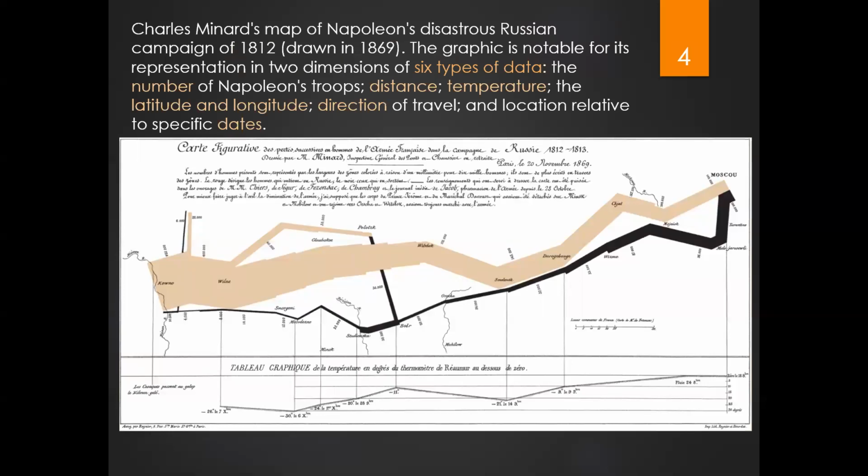So the first one is Charles Minard's map of Napoleon's disastrous Russian campaign of 1812. This is a fantastic example of thematic mapping. 6 variables are included in one simple but complex map, right? It's simple because it's very clear, well organized, easy to read. It's complex because there are so many visual variables included in this map, right?